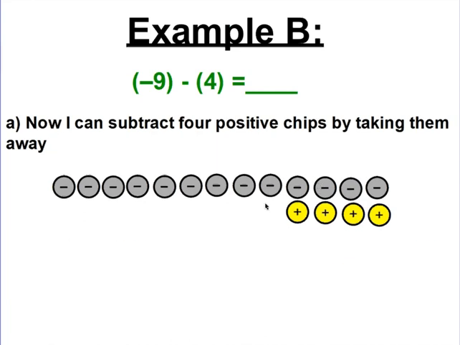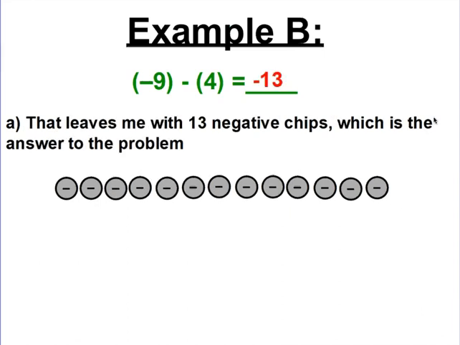So if I remove the 4 positive chips from the picture, what am I left with? I'm left with 13 negative chips. It just so happens that negative 13 is the answer to the problem. So as you can see, I moved in 0 pairs until I had enough chips to take away, and then I took those chips away. It doesn't tell me to take away negative chips in this problem. It tells me to take away positive ones.